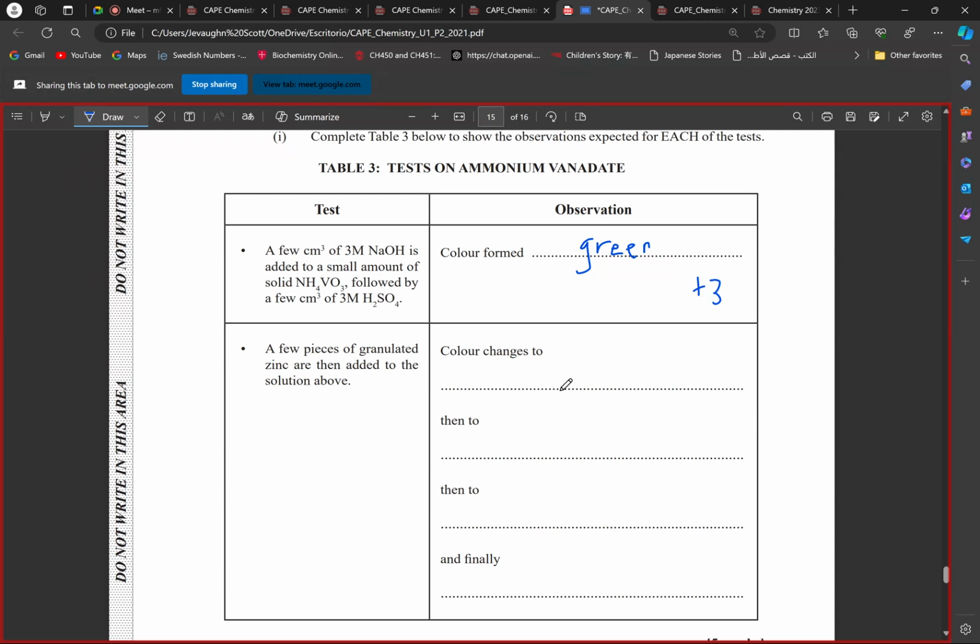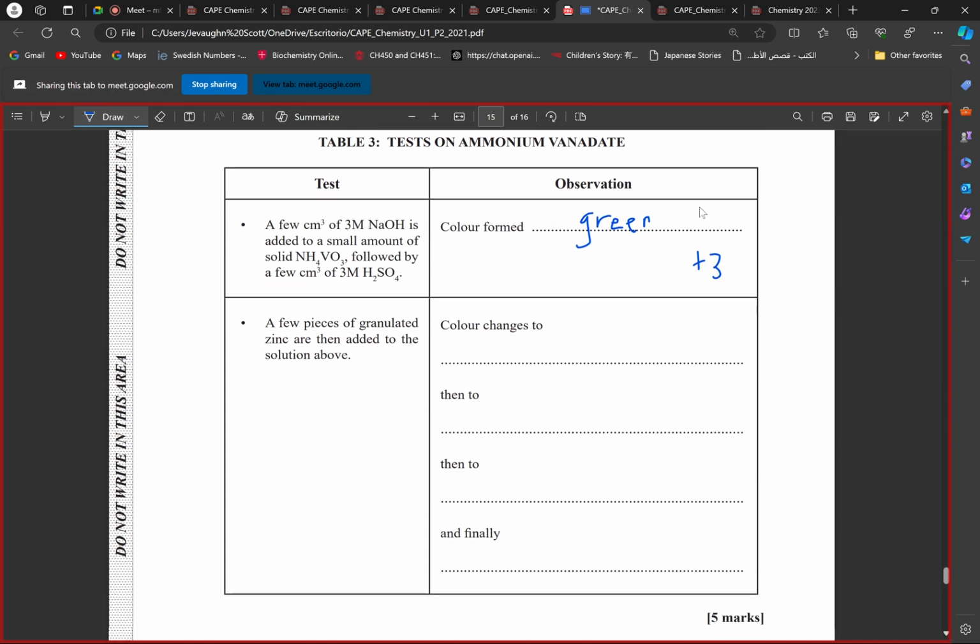Wait, wouldn't it be green first? Wouldn't it change to green first, then blue, then green again, and then yellow, I think? All right, interesting. The final color is purple. Then you will have a state wherein it will have a mixture of both +4 and +3, and then it will move to +3. There's going to be an intermediate stage where it's going to be moving between more than one state.